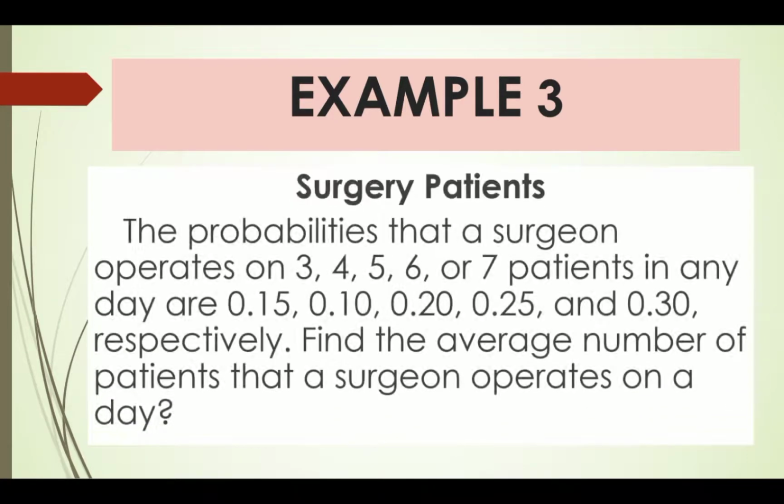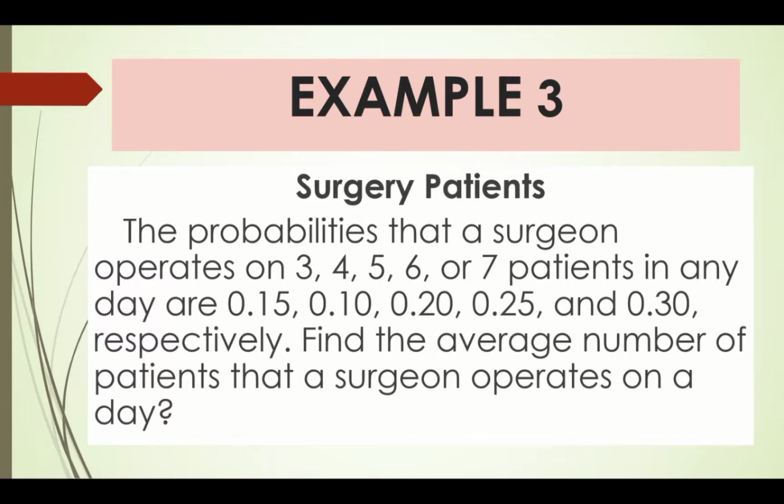Our third example is all about surgery patients. The probabilities that a surgeon operates on 3, 4, 5, 6, or 7 patients in any day are 0.15, 0.10, 0.20, 0.25, and 0.30 respectively. Find the average number of patients that a surgeon operates on in a day. Again, get your paper and pen and try answering our third example. Then you can check your answer later.